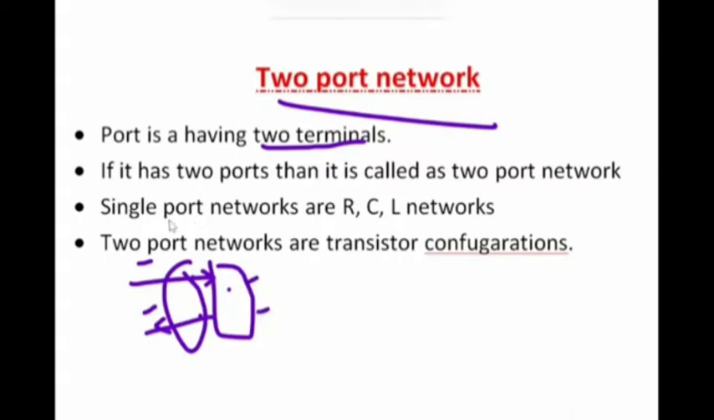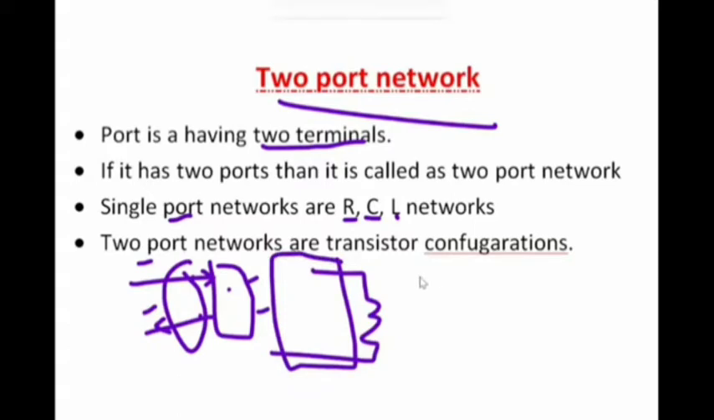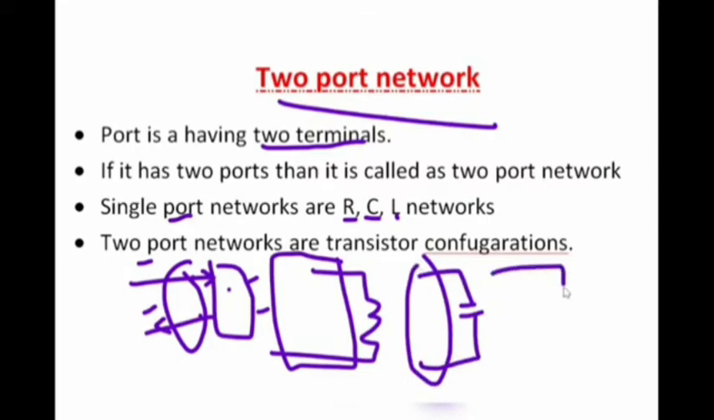Some examples of single port networks are R, L, C networks. In an R network, there will be only one port, that is the input port. In a C network, there will be only one port, that is the input. And in an L network also there will be only one port at the input. These types of networks are called single port networks, and they have only two terminals.